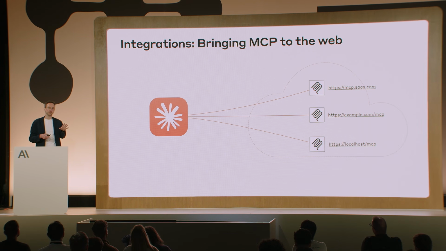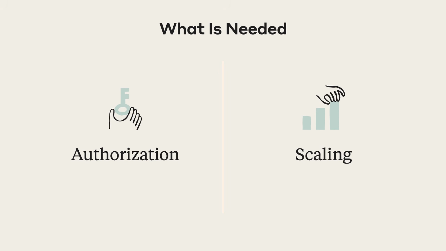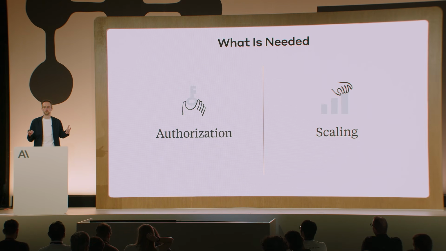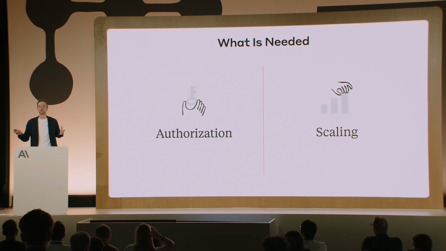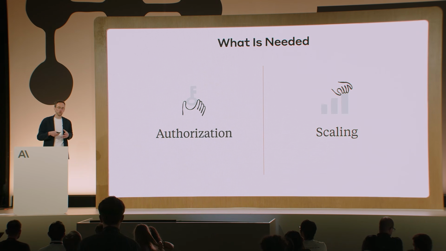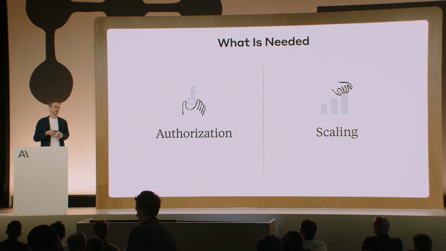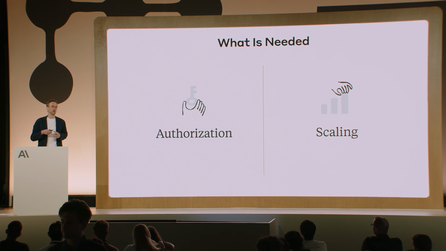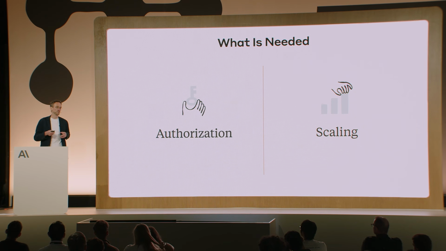But for that, we need 2 critical components. We need authorization and we need scaling. And in the most recent specification of MCP, we made a ton of changes towards this from the lessons we have learned and the feedback we honestly got from the community as well as key partners. And we worked closely, for example, with people in the industry that worked on OAuth and other aspects to get this right.